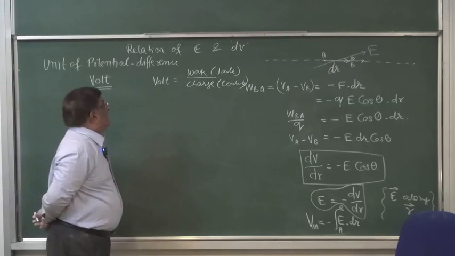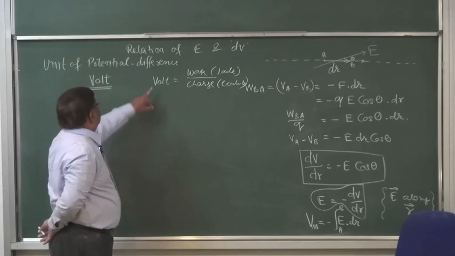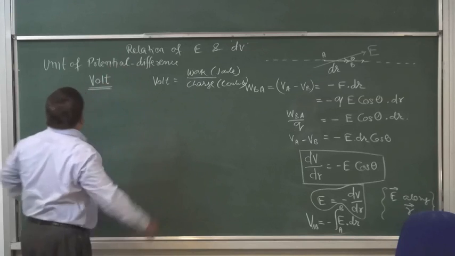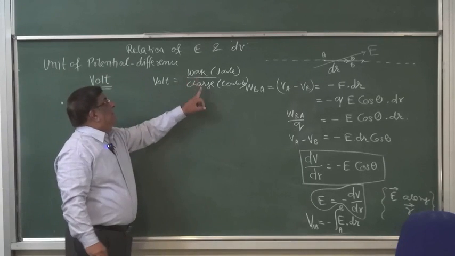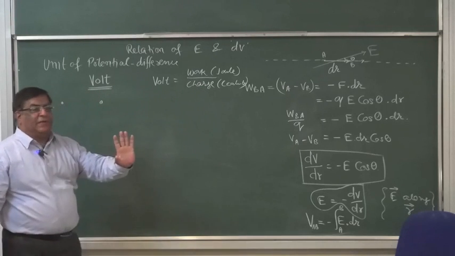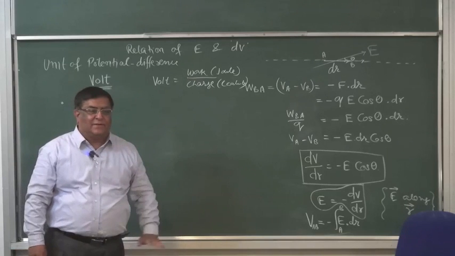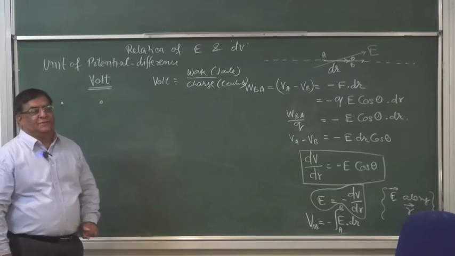Now, how can we define volt? The potential difference between the 2 points is the amount of work done when a unit charge is brought from one place to the other place. This we have done, the very first sentence. That is the potential difference. Now, what is 1 volt potential difference?